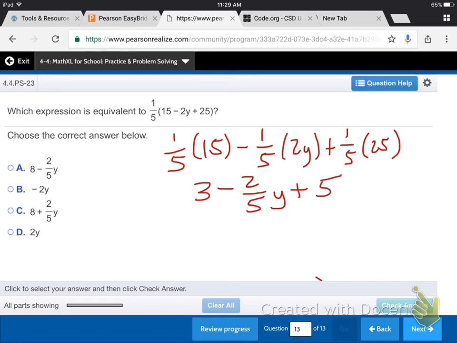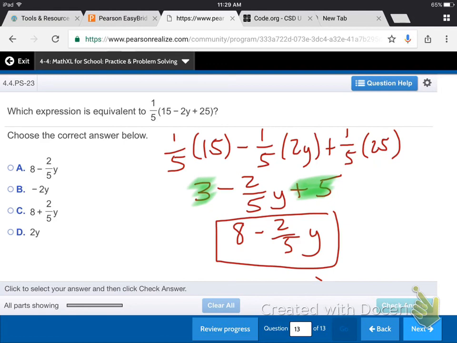And our like terms are 3 and positive 5, which is how much when you add them? 8 minus 2/5 y. And that is the answer we're looking for, which, as you can see, is right where? Right there.